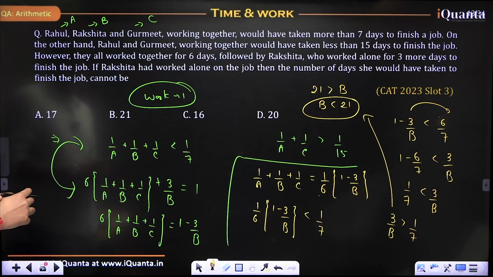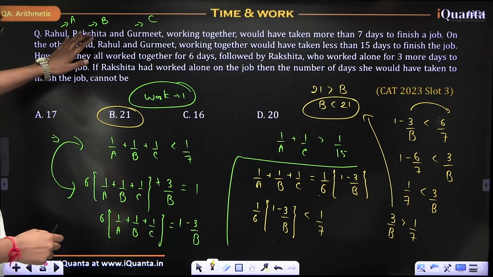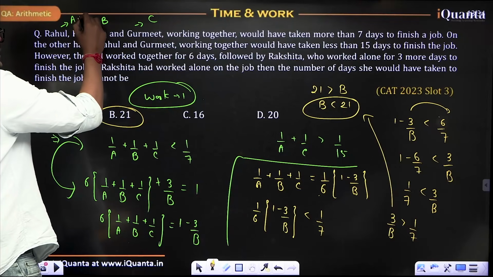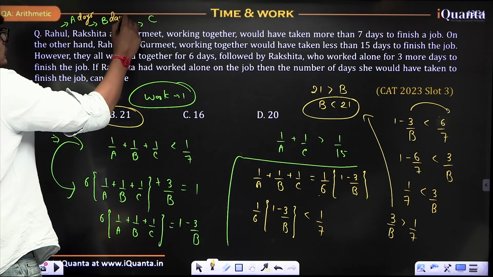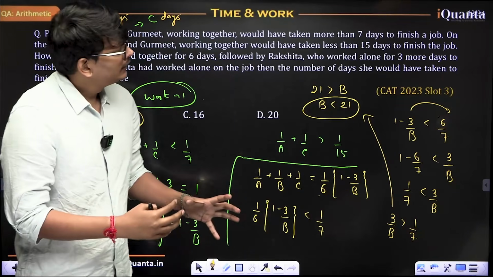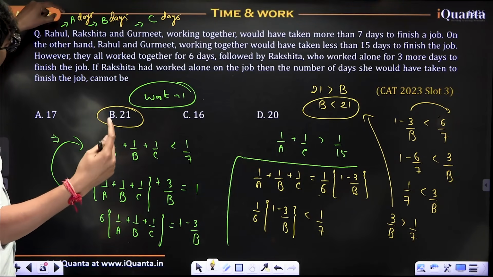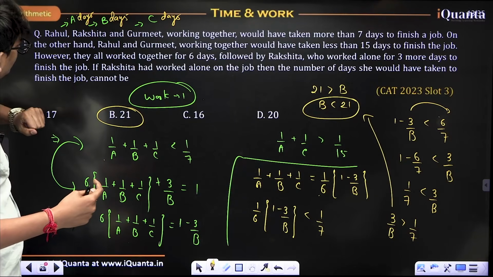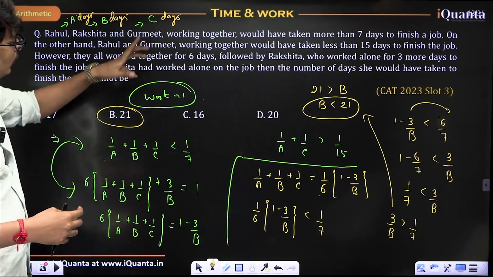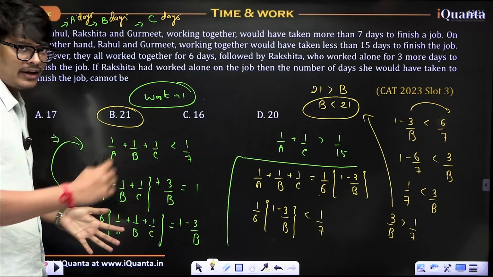Now question says if Rakshita had worked alone on the job, okay, then the number of days she would have taken to finish the job cannot be. So B cannot be 21. Because what I did, let me make you understand this again. What I did here, guys, I have said, suppose Rahul is taking A days to complete a work. Rakshita is taking B days and Gurmeet is taking, suppose, C days to complete a work. And together they are taking more than 7 days to finish the work. So if work is 1 unit, time taken in 1 day, this Rahul will be doing 1 by A unit and Rakshita will be doing 1 by B unit. Gurmeet will be doing 1 by C unit. Together, they will be doing less than 1 by 7. So in such a way, we were able to solve this.